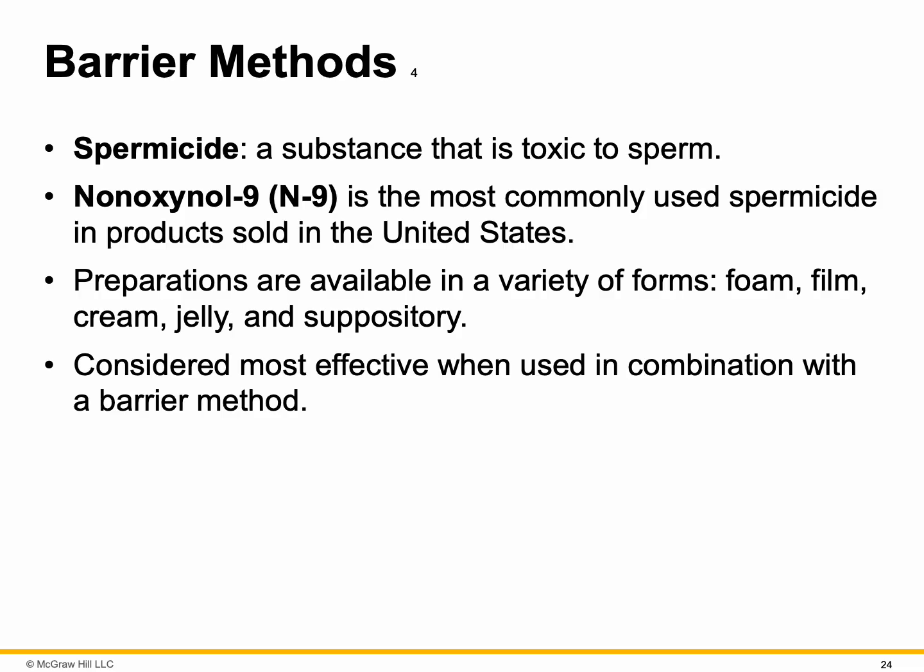Spermicides are considered most effective when used in combination with a barrier method such as a diaphragm. Both perfect use and real-world use effectiveness are lower than with other barrier methods. Perfect use effectiveness is around 93%, while typical use effectiveness is around 86%. So again, that's a bit lower than, for example, when we talk about hormonal contraceptive use. That's why these are most effective when used with other barrier methods.